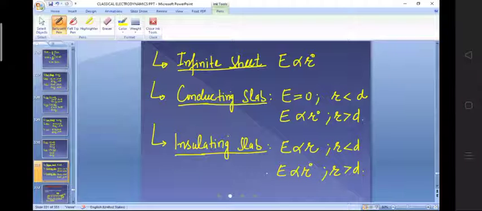And number three, suppose that you are supposed to calculate the electrostatic field due to any of these charge configurations, like the insulating slab, or a solid cylinder, or a hollow sphere, etc. Then what you can do is first of all see the 4 different options. For example, suppose that you are supposed to calculate the electrostatic field due to the insulating slab. Now you know that the electrostatic field due to the insulating slab inside is directly proportional to R and outside is independent of R.